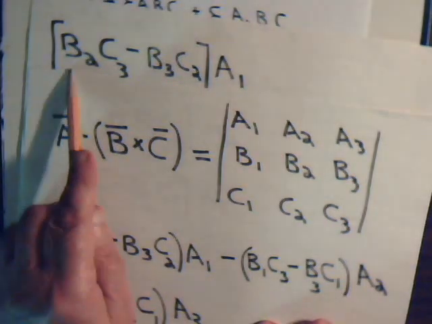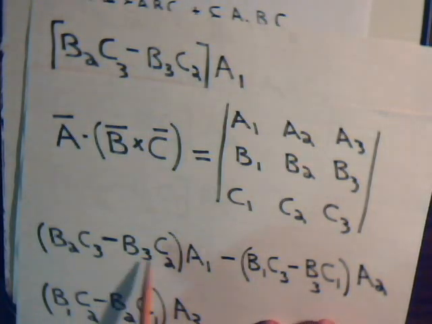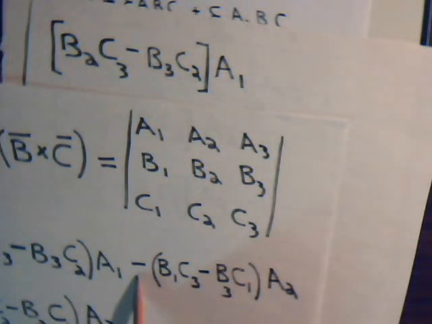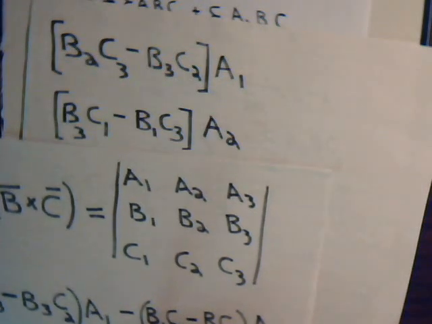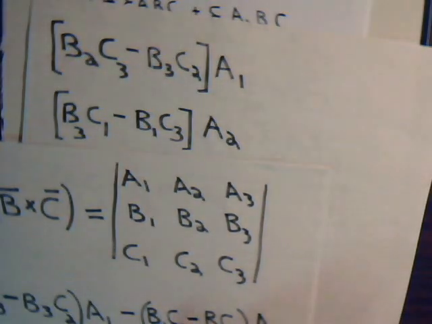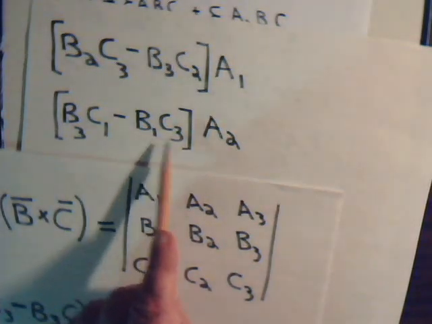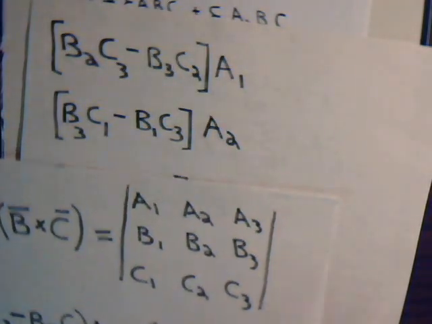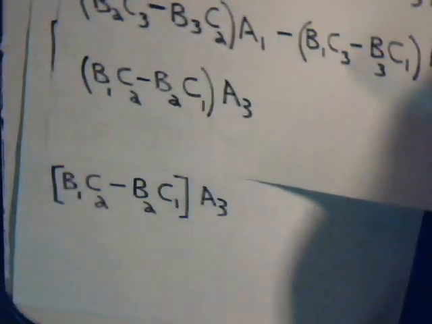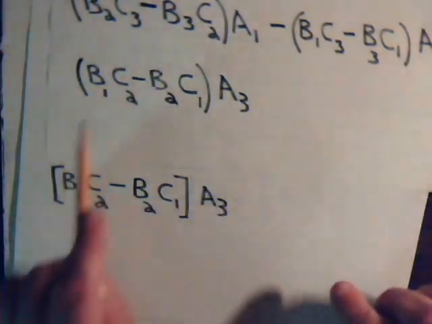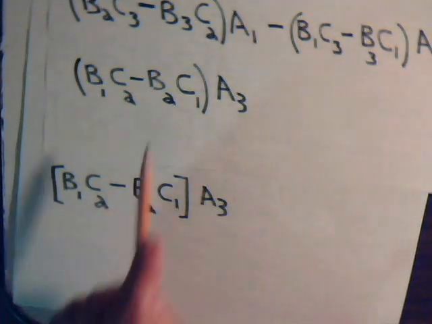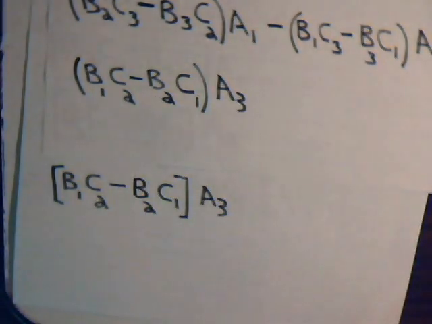B2, C3 minus B3, C2. Now here we have minus sign here, so this would be plus B3, C1, B3, C1 minus B1, C3 times A2. And for A3, B1, C2 minus B2, C1, they come out the same.